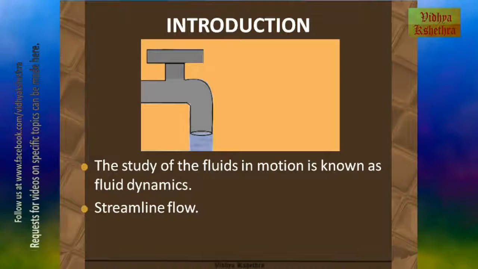And we shall see what we mean by streamline flow. Streamline flow occurs when there is a steady flow. That means when the particles of the fluid pass through a point with the same velocity in a given interval of time, then that flow is called streamline flow.